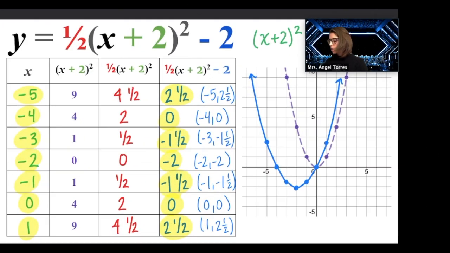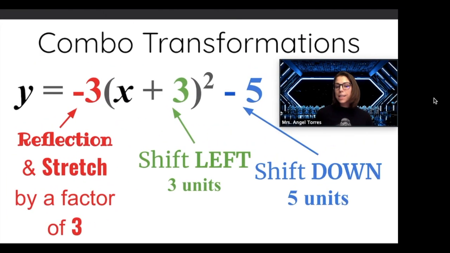So again, this graph underwent a vertical shrink by a factor of 1/2. It was shifted down 2 units, and of course, as we saw at the beginning, also horizontally shifted to the left. Okay, example number 3.